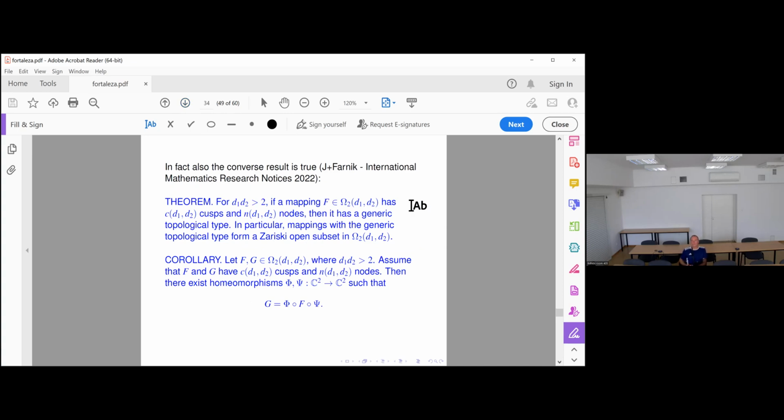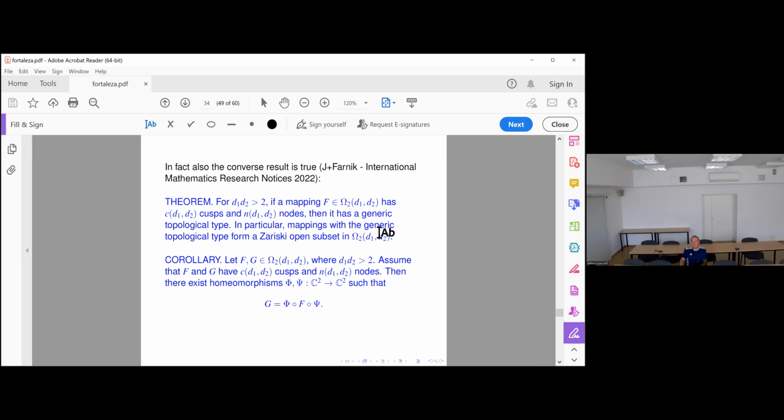And there is also a converse result, which is our new result. It was proven by me and Farnik, my former PhD student. This means that, in fact, the number of cusps and folds determines the topology of the mapping from this family completely. This means that if a mapping F has the maximal number of cusps and the maximal number of nodes, then it has a generic topological type. To be of a generic topological type in this family means to have the maximal number of cusps and nodes. It is interesting.